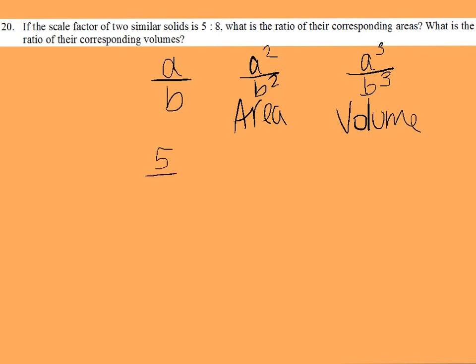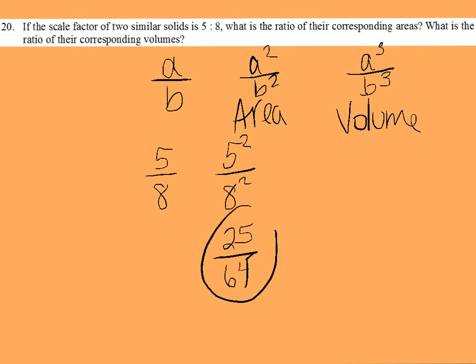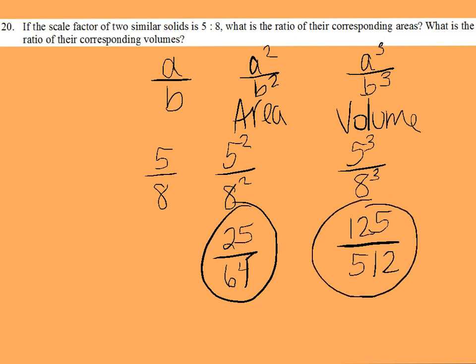So if we already have 5/8 as our similarity ratio, then the area ratio is going to be 5 squared to 8 squared, which is 25/64. So there's our area ratio. Volume ratio is going to be 5 cubed over 8 cubed. So 5 cubed is 125, and 8 cubed is 512. So here's the ratio of our corresponding volumes. So this is the answer here, and this one is the answer there.